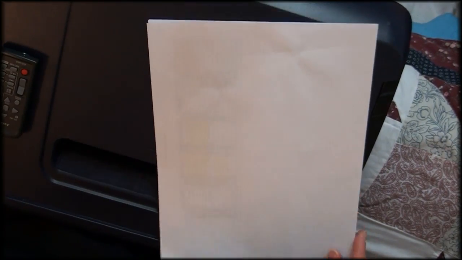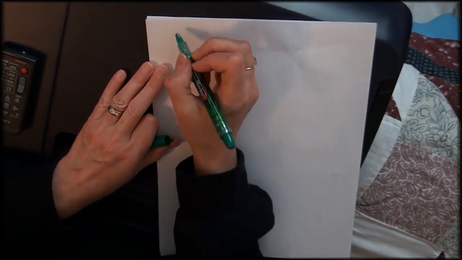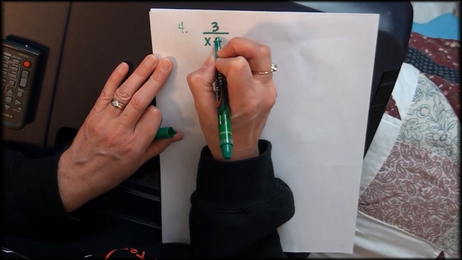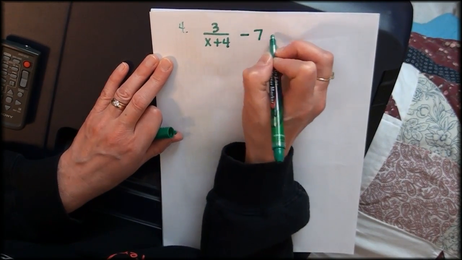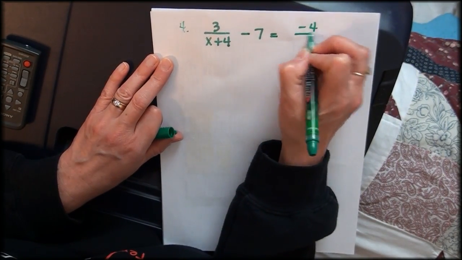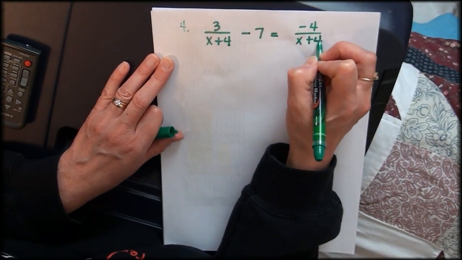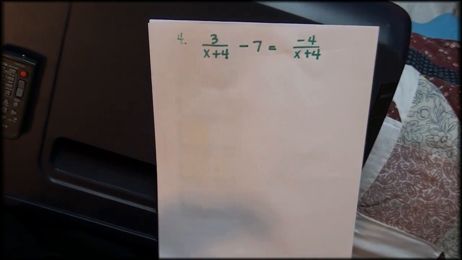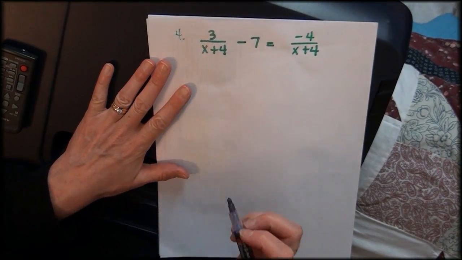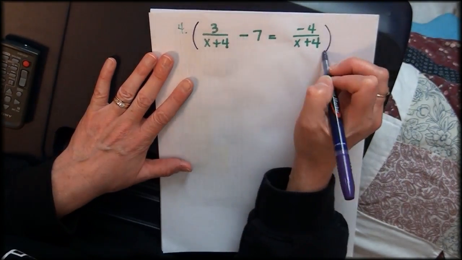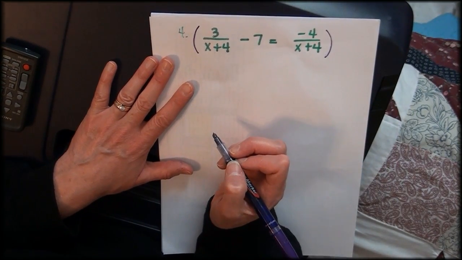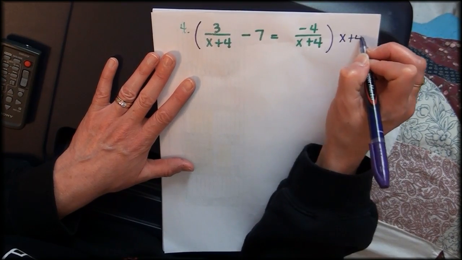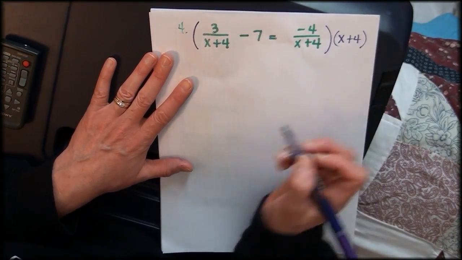Okay, one more. Let's say we've got 3 over x plus 4 minus 7 equals negative 4 over x plus 4. Once again, the whole idea is, all right, we've got fractions. We don't like these fractions. We want to get rid of them. So we're going to take the whole thing and multiply by the LCD. The beauty is this LCD is pretty easy because we have the same denominators in either case. So we're going to take the whole equation and multiply it by this x plus 4.